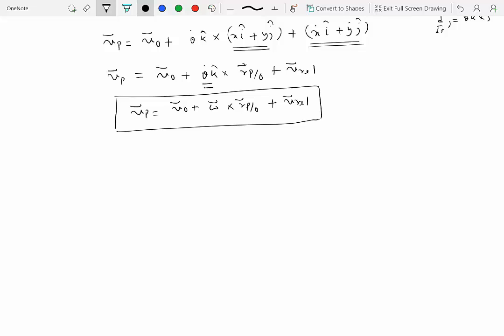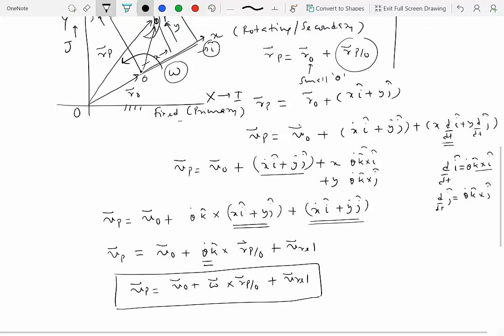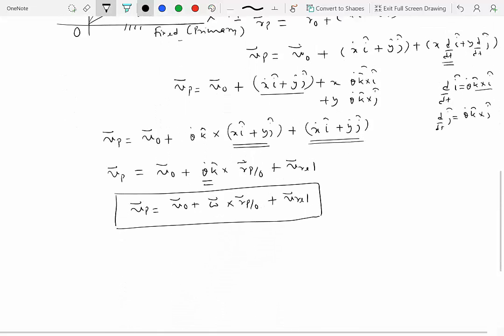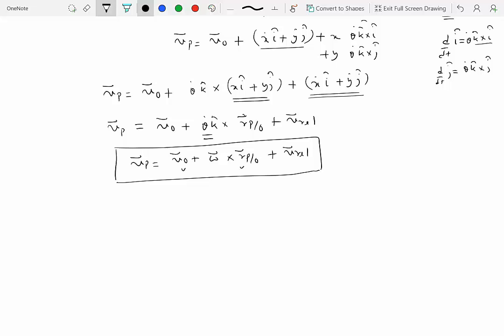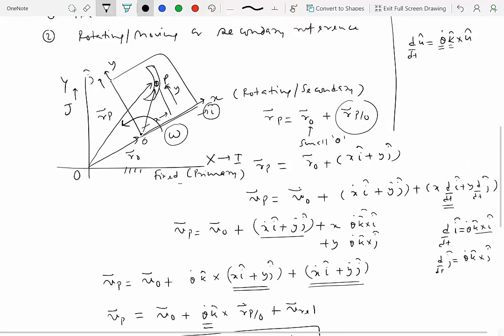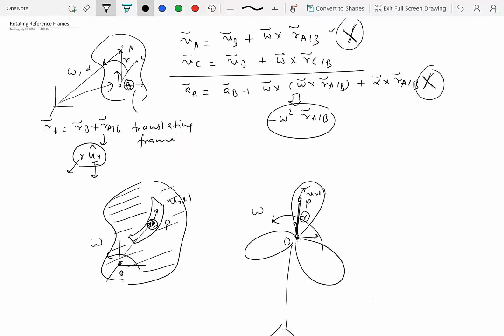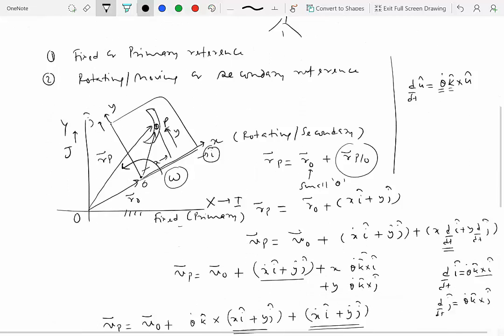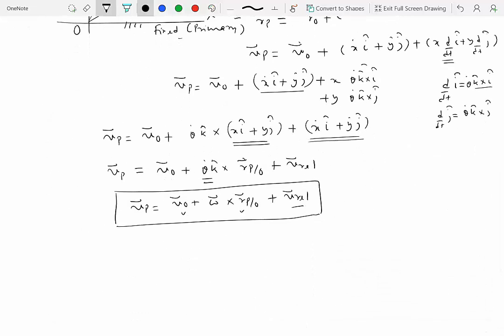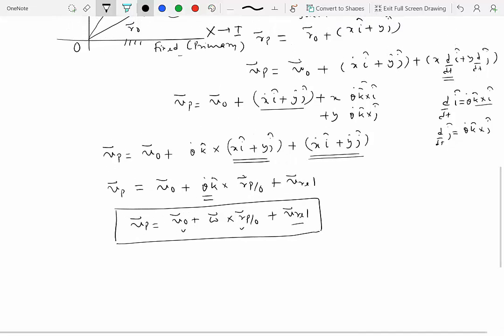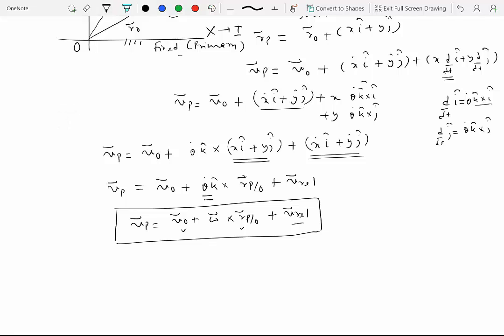So that's the relative velocity relationship that we derive when we have a primary reference frame and a rotating reference frame. These two terms will look familiar to you because you have seen them before. We had these two terms for the translating reference frame as well, right? But there is an extra term over here, which is V relative. So let's try to get some insight into what this V relative term really is. V relative is defined as x dot i hat plus y dot j hat.